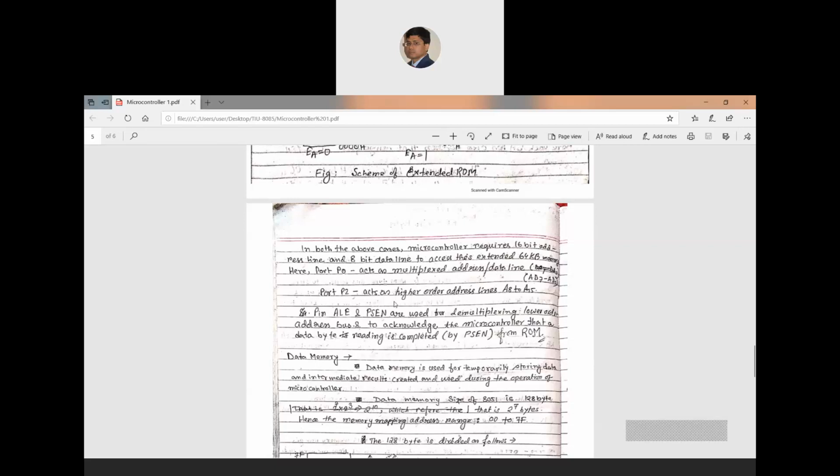And PSEN is an extra signal that is used here. When PSEN is used, the microcontroller understands that the reading operation from the ROM is enabled.